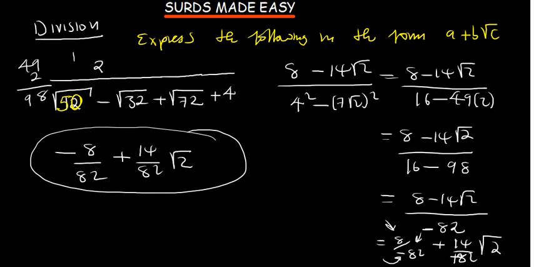Please, I'll leave it here. I'll ask you to look for a number that can go into 8 and 82 without leaving a remainder, so that you reduce this fraction. And also look for a number that can go into 82 and 14 without leaving a remainder, so that you reduce also that fraction, right?